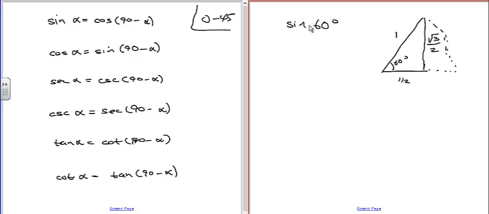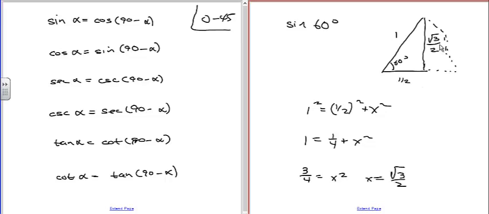At 30 or 60, you take an equilateral triangle where each angle is 60 degrees. You make each side of the equilateral triangle 1. So when you cut one side in half, the length becomes a half. And then you can use the Pythagorean theorem. It says 1 squared is equal to 1/2 squared plus x squared. 1 is equal to 1/4 plus x squared. Subtract a quarter from both sides. Take the square root. And you get the third side is the square root of 3 over 2. So once you've got that figured out, you can do any trig function.